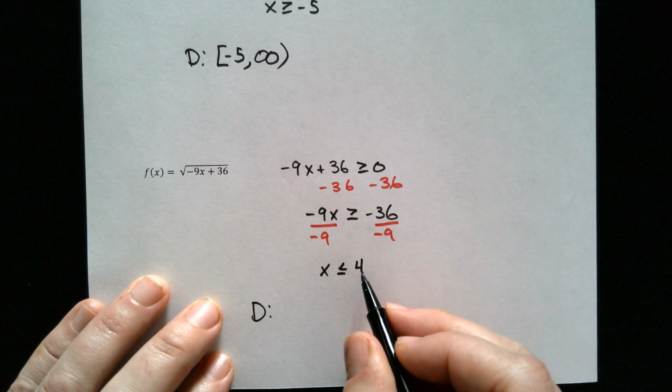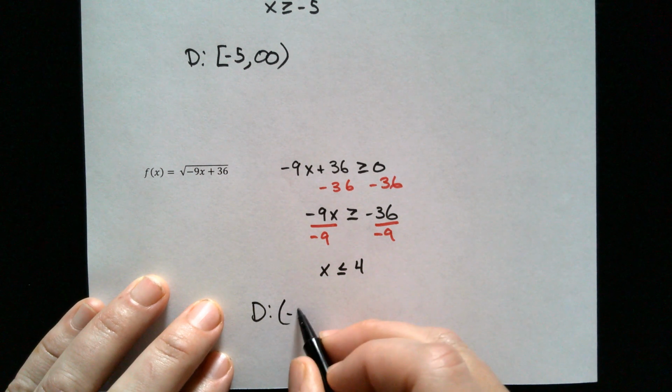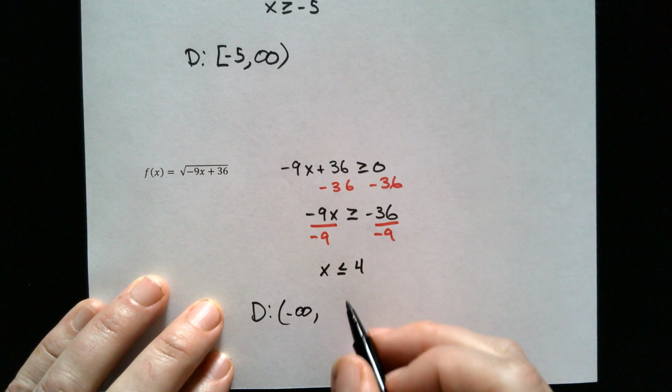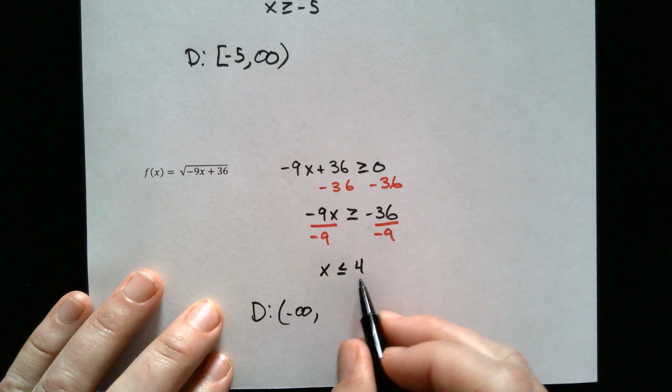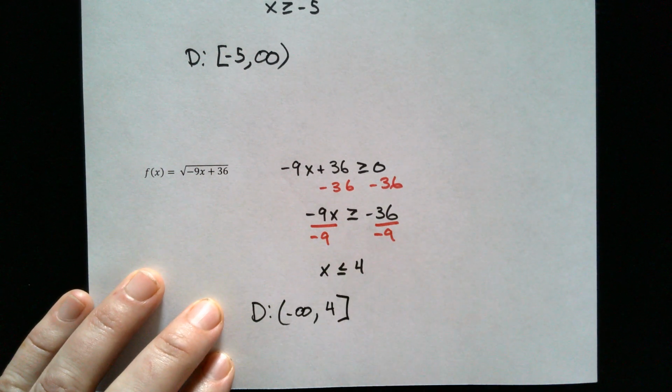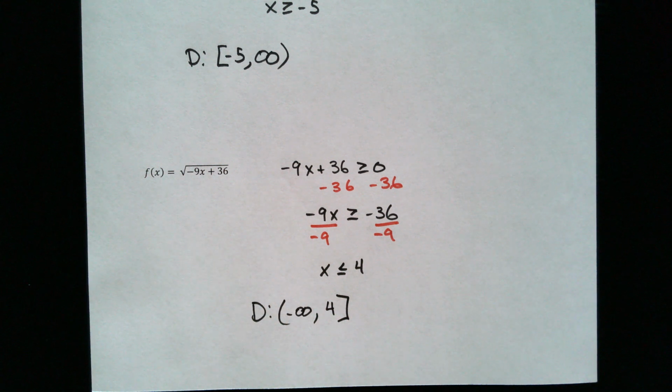So your domain is all numbers that are less than or equal to 4. Going to the extreme, that would be negative infinity, which is the smallest thing you can be, and then the biggest number is 4 with a bracket. That's it on that. Stay tuned for the next video that will be involving fractions and radicals.